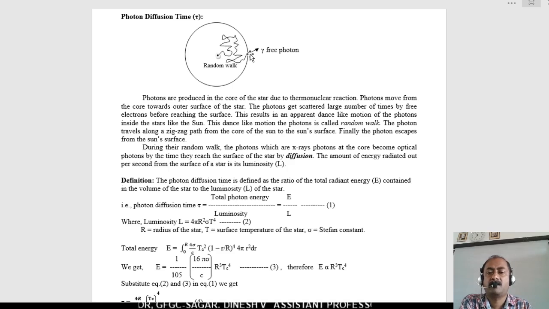The photons travel along a zigzag path from the core of the sun to the sun's surface. Finally, the photon escapes from the sun's surface.